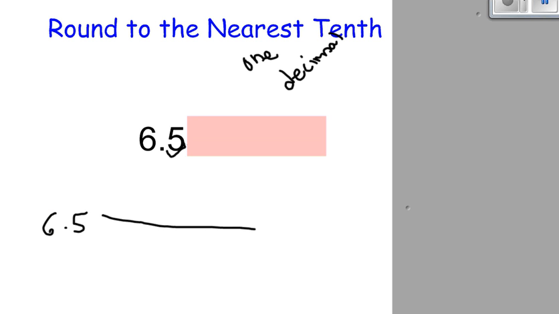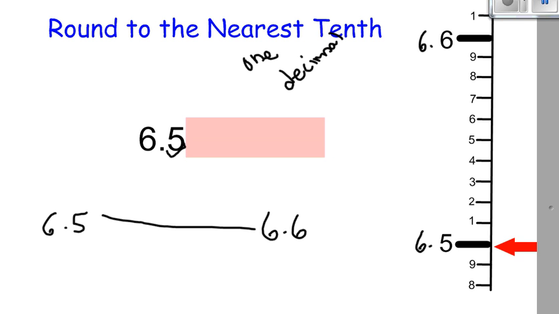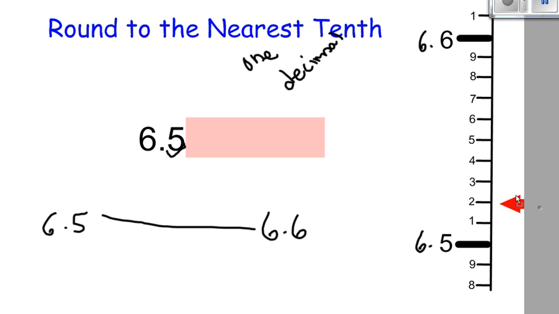And the question is, did I get close enough to 6.6 that I should round up? So I need to look at the first number that I've hidden. It's a 5. Aha. So I got to 6.5, and then I got this far along. Well, the question is, if you got this far along, I'm not closer to either 6.5 or 6.6. I'm exactly in the middle.